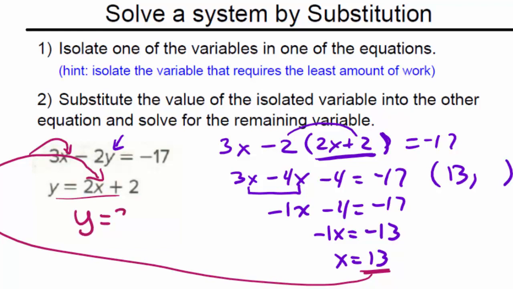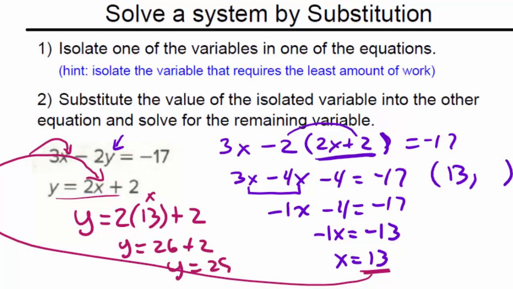So y is going to equal 2 times 13 plus 2. This was an x, but I replaced it with 13. So y is going to equal 26 plus 2. Y finally equals 28. So the other half of the solution over here is 28, and this is the solution to the system.